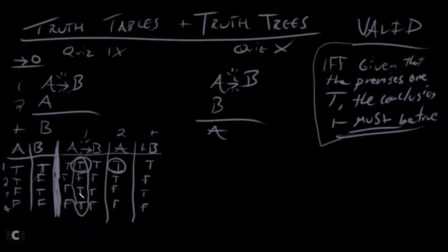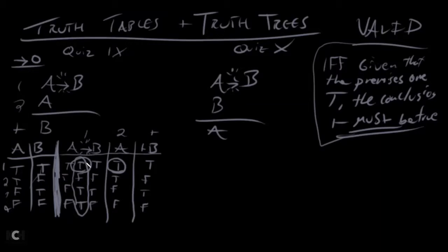Let's look at line 3. One of the premises is true, but the other premise is false, so we don't need to worry about it, because we're only caring about when all the premises are true. Let's look at the 4th line. Premise 1 is true. The second premise is false. It doesn't matter.